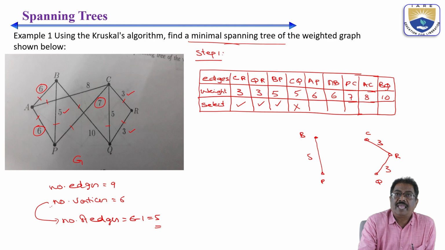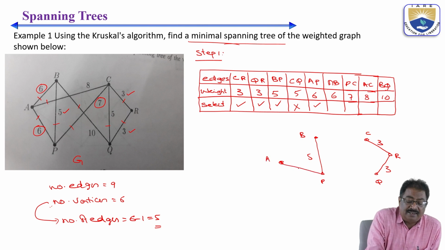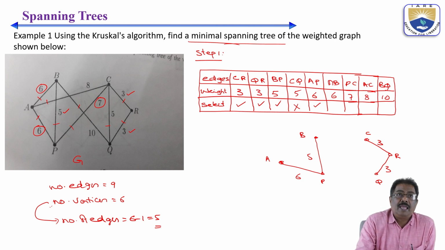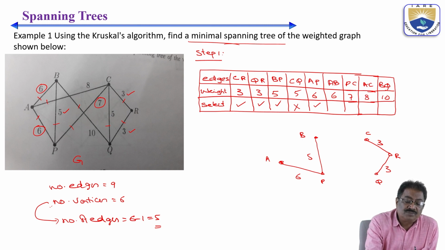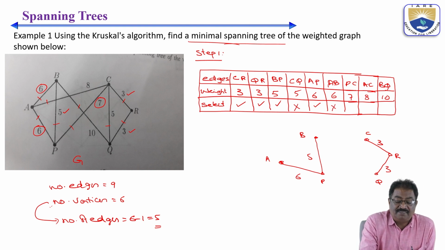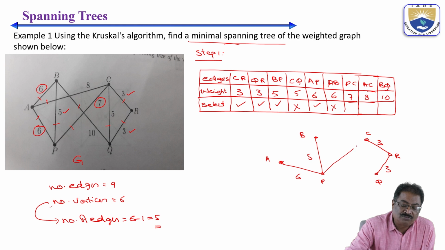Next is AP. I select AP, A and P, which is 6. Next one is AB, also 6. AB I cannot construct, because if I consider it, a cycle will be formed. So I am not going to connect it. Next is PC, with weight 7. I select this.